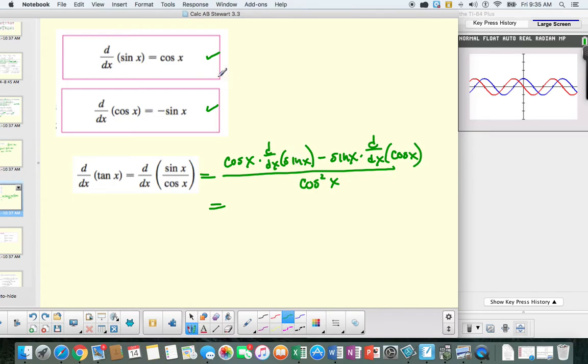Now the derivative of this is cosine, so this will be cosine squared x. This will be negative sine of x multiplied by sine of x preceded by a negative, so that's plus sine squared of x all over cosine squared of x. This is an identity in the numerator, 1 over cosine squared x, and we can write it as secant squared x. And so that's our three derivatives.